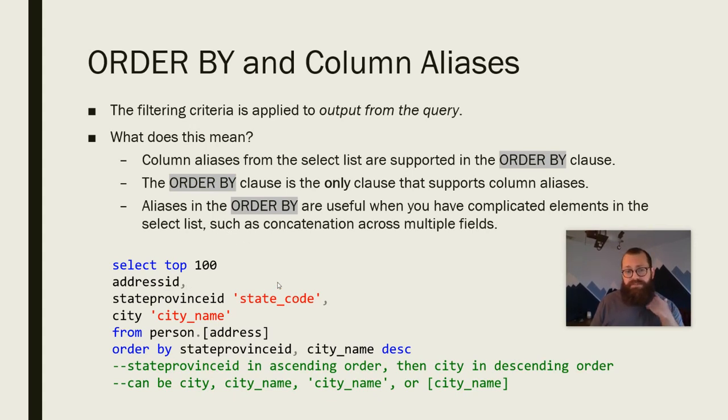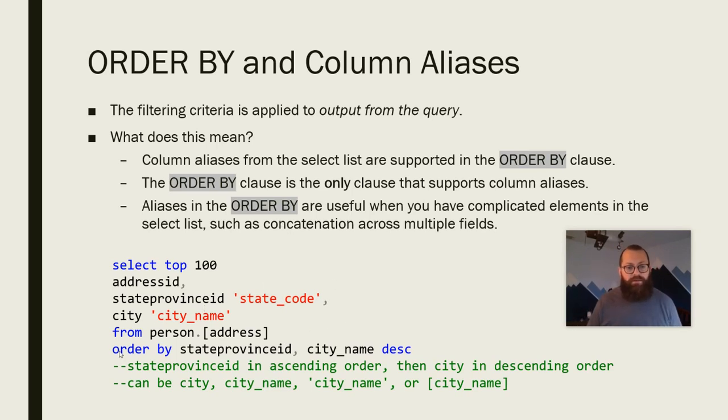So just to walk through this example, we're telling SQL to select the first 1,000 records for the fields address ID, state province ID, city from the address table within the person schema. We do provide a column alias for state province ID, and then also a column alias for the city field, and we're changing those to state code and city name respectively.